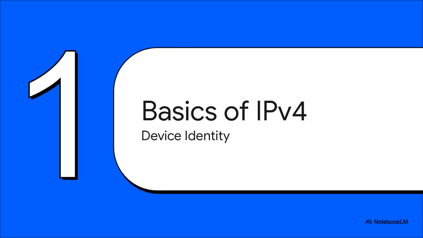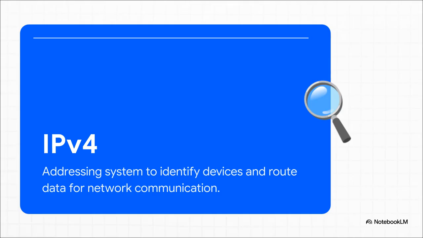Okay, let's kick things off with Section 1, the basics of IPv4. Think of it like this. Just like your house needs a unique mailing address to receive letters, every single device on a network needs a unique IPv4 address to communicate. Whether we're talking about your smartphone, your laptop, or some massive corporate server, IPv4 is the protocol that gives it an identity. Without it, the network wouldn't have a clue where to send your data, and you literally wouldn't be able to load a single web page.